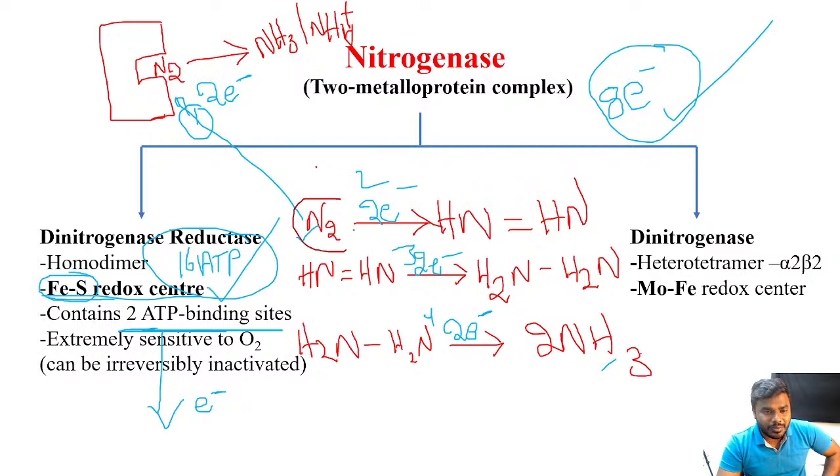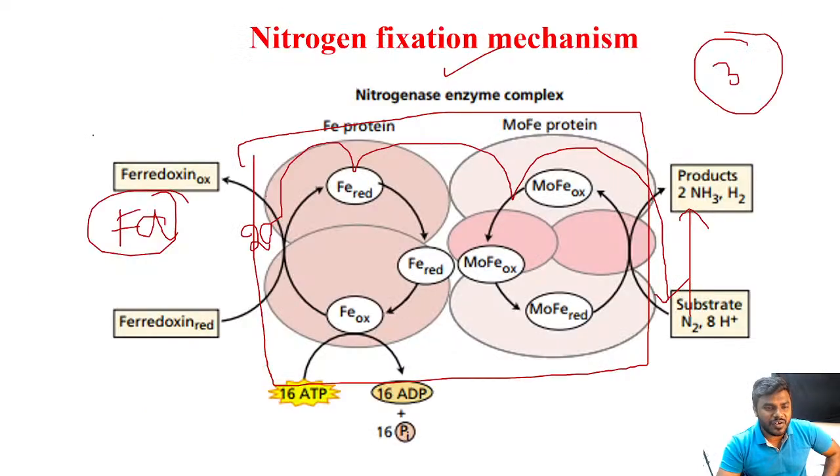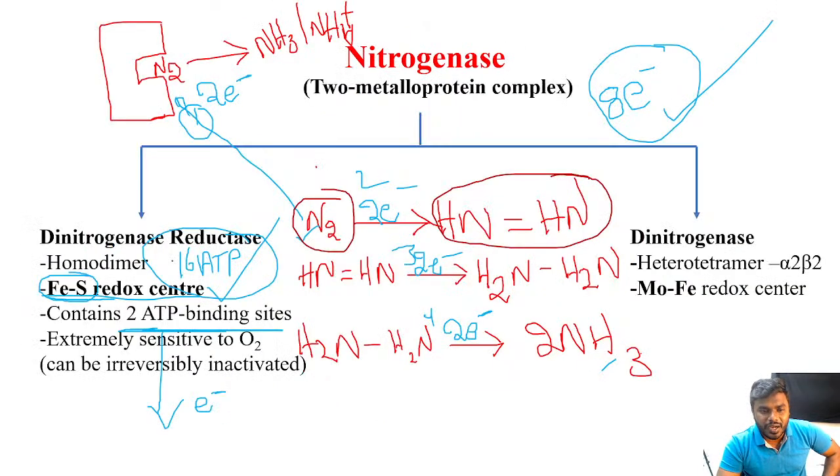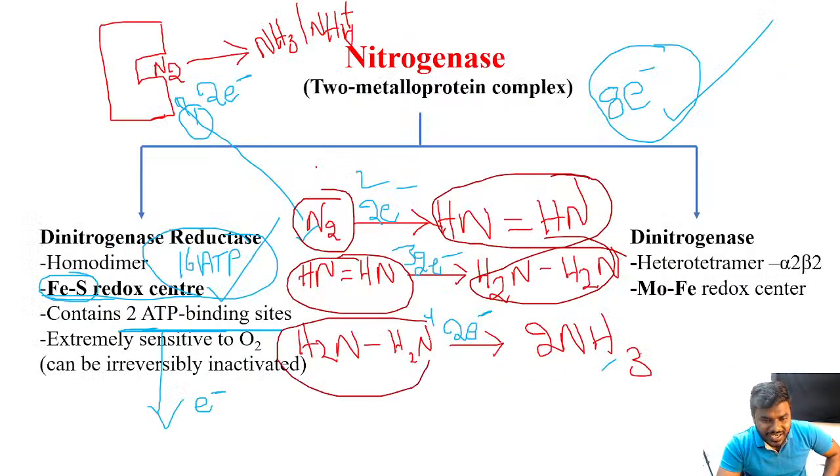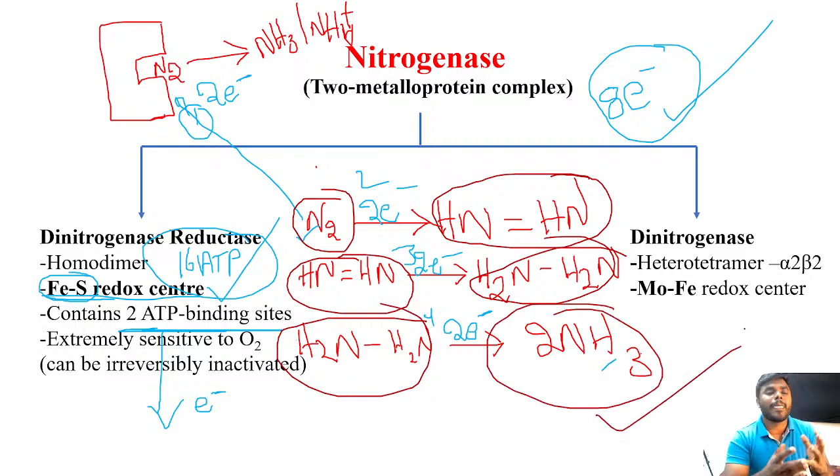When the electron pair comes to N2, it is converted into NH double bond NH. My friends, another pair of electrons comes once again from the iron sulfur protein and molybdenum iron protein. Where does it come? It comes to NH double bond NH. Now it is converted to NH2 NH2. Once again, a third pair of electrons comes, again from iron sulfur and molybdenum iron, to the NH2 NH2. My friends, undoubtedly NH2 NH2 is converted into NH3.